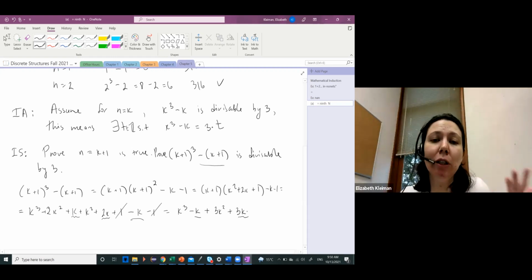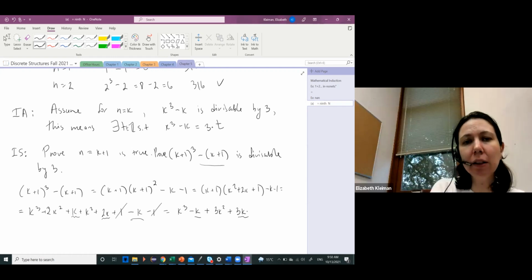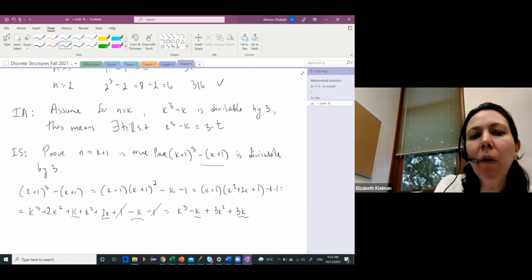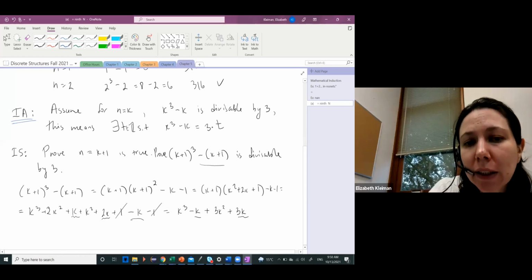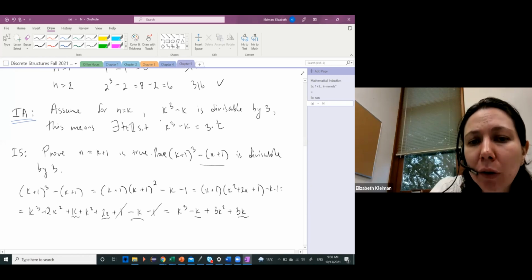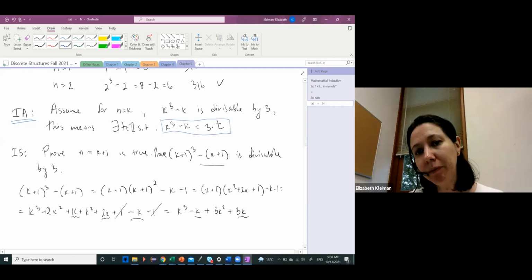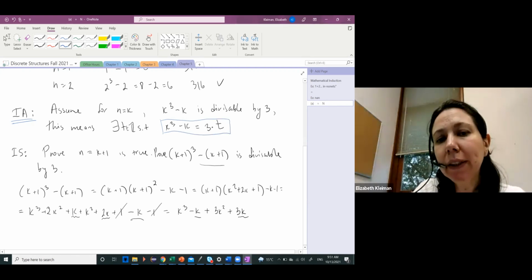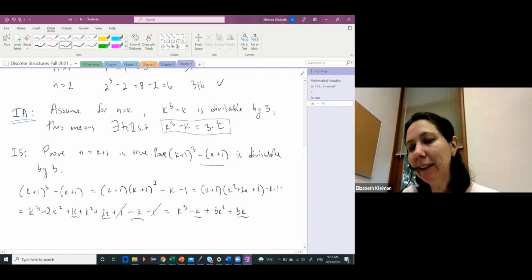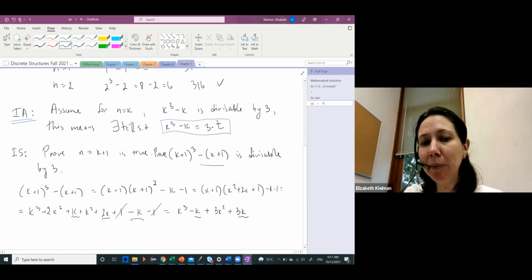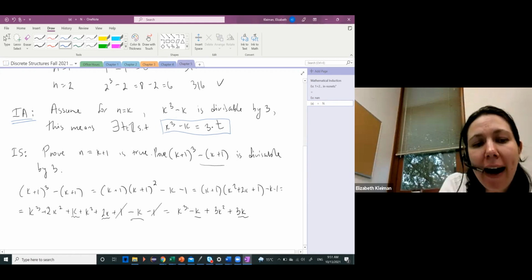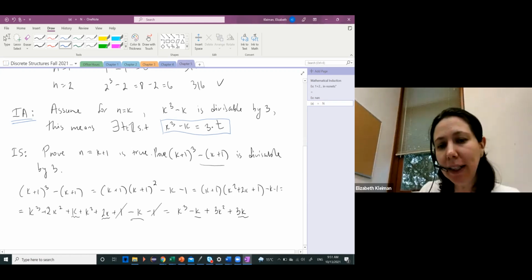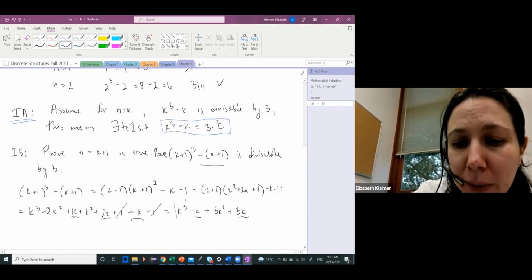Why? How do I know what to do? Look at it. This is why it's important to write it down. You can always go back and see what I know. So always look at what you plan on substituting. You know you can use k cubed minus k is divisible by 3. So you need to figure out how to get out of this disaster something which is going to be substitutable.